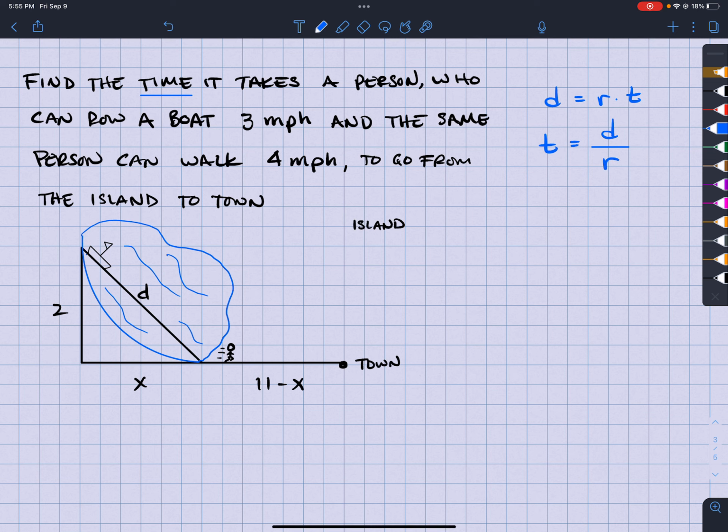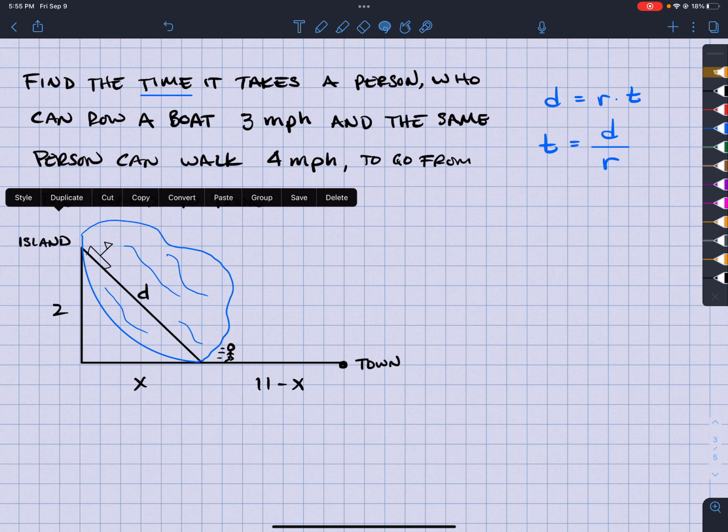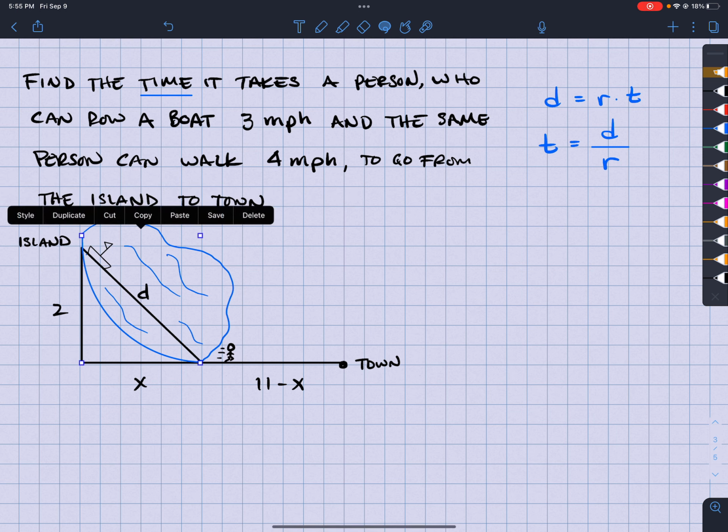All right, great. So if that's the case, we need to know what this distance is. We're not just going to use d because everything else is in x's and numbers. So we need to find d. Here's the island. The island is here, and then we've got to get to the town. So anyways, I've got to find d.